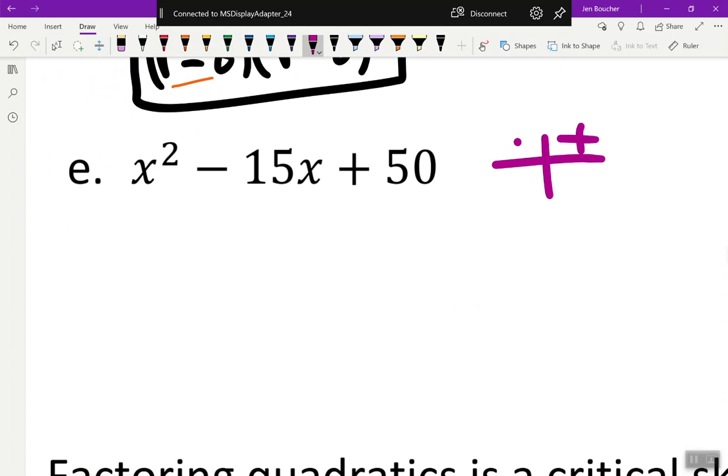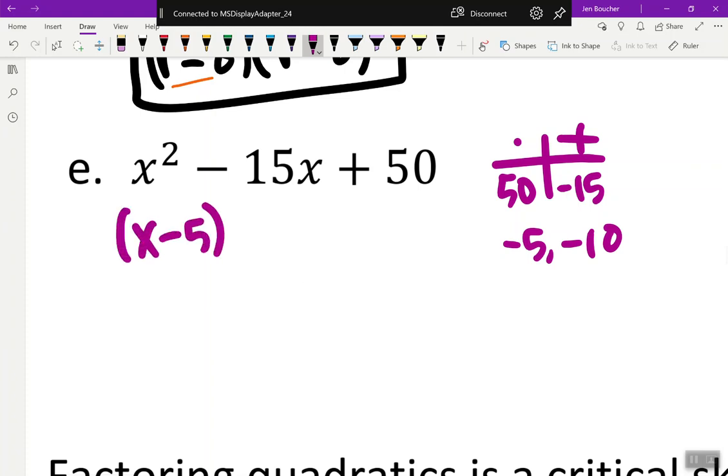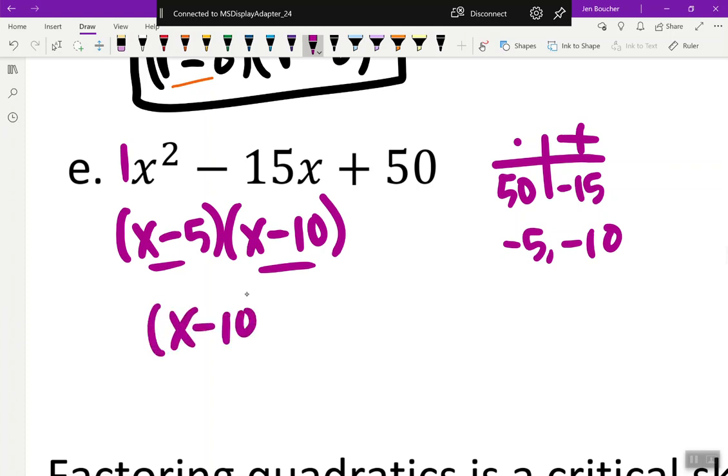Okay, we're looking for two numbers that multiply to what? 50 and add to -15. Do you know what two numbers those are? -5 and -10. Can I take the shortcut? Yeah, how do I know? Because the first number's a 1. Does it matter what order those go in? Actually, it's not even 1. It is a 1. Doesn't matter. So x minus 5 times x minus 10 is the same thing as saying x minus 10 and x minus 5. So it doesn't matter. Okay.